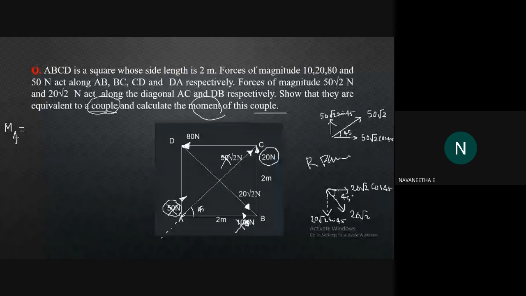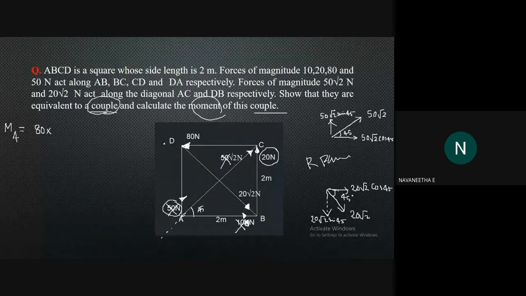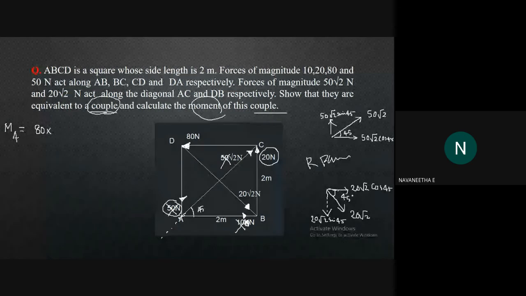What about 80 Newton? 80 into the perpendicular distance. What is the perpendicular distance between the line of action of 80 Newton and point A? It is 2, because from here to DA is the perpendicular distance. So DA is equal to 2 meter, the side of the square.